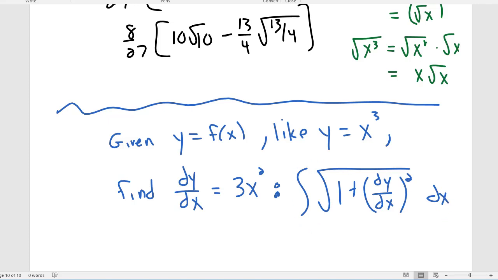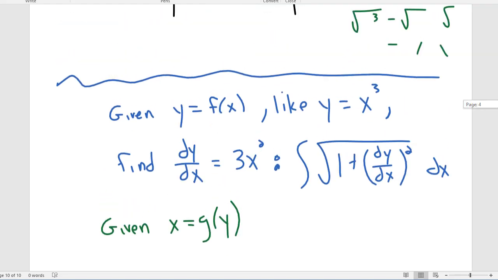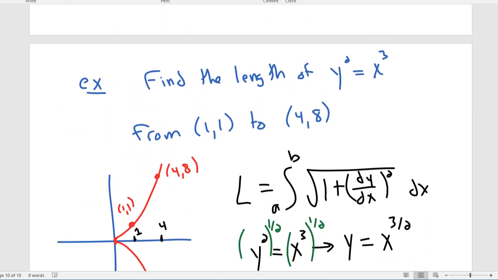Now in theory, we could have x as a function of y. So back in that example, let me scroll back up real quick. Let's suppose for this example, we had written, instead of y equals x to the 3 halves, in this example we solved for y right here, y equals x to the 3 halves, and we took the derivative, dy dx. What we could have done is solved for x. We could have said x equals y to the 2/3, and we could have found dx dy.